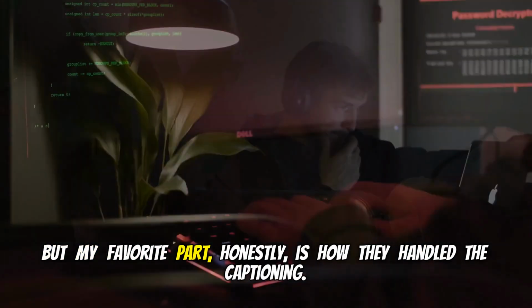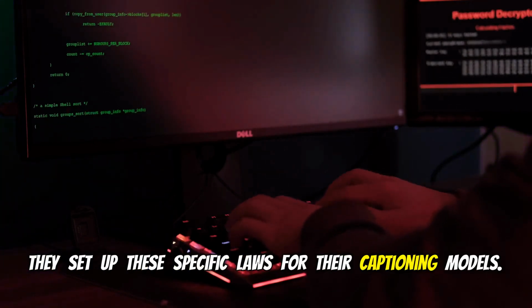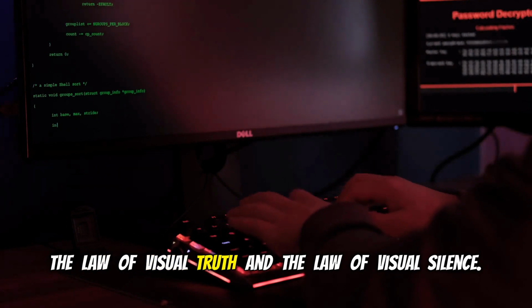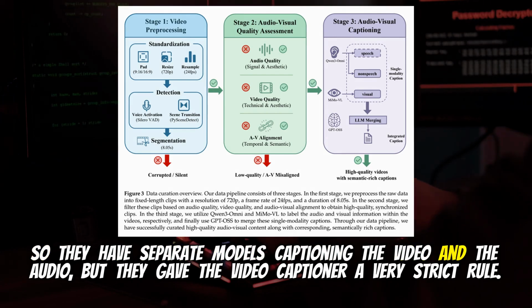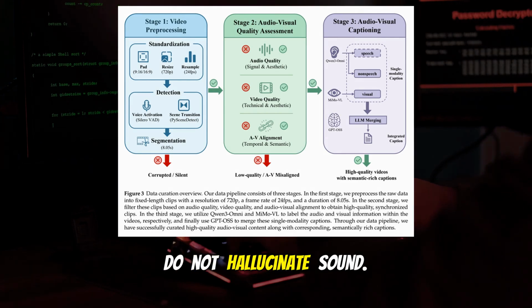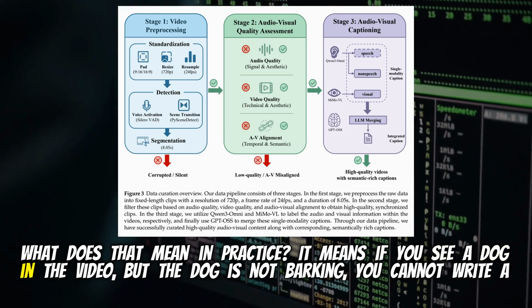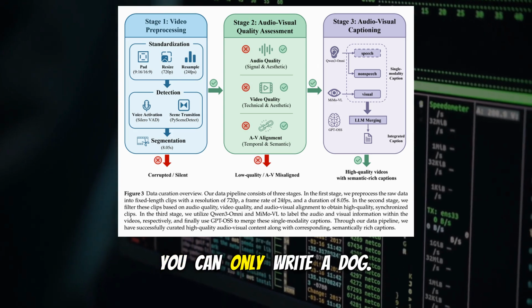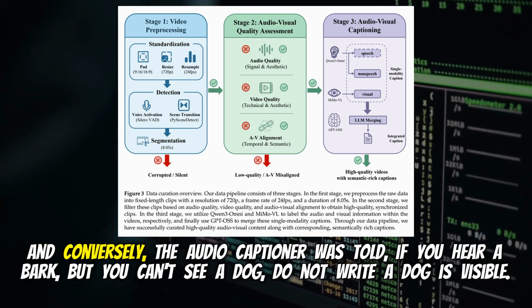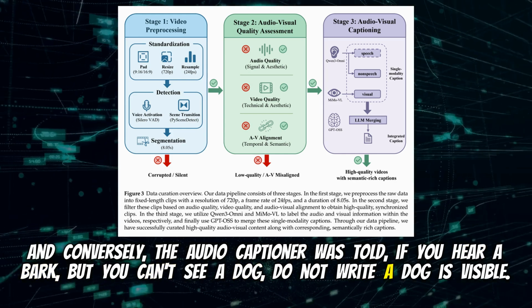But my favorite part, honestly, is how they handled the captioning. They set up these specific laws for their captioning models. The law of visual truth and the law of visual silence. Exactly. So they have separate models captioning the video and the audio. But they gave the video captioner a very strict rule. Do not hallucinate sound. What does that mean in practice? It means if you see a dog in the video, but the dog is not barking, you cannot write a dog barking. You can only write a dog. And conversely, the audio captioner was told, if you hear a bark but you can't see a dog, do not write a dog is visible.